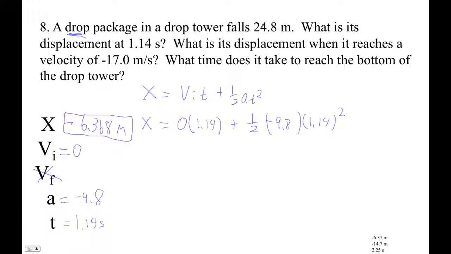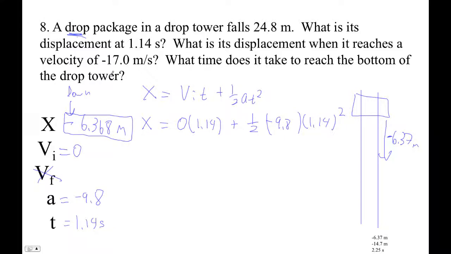Now, since that's not nearly as big as 24.8, we know that it takes longer than 1.14 seconds to hit the ground. Notice that the displacement is negative, and that's because it started here. Here's our drop tower. It starts here, and its displacement in 1.14 seconds is that it went down 6.37 meters. It didn't go up, it went down. So that's why it's minus. Down. Okay. I'm going to erase, and now we're going to do this displacement when it reaches this velocity.